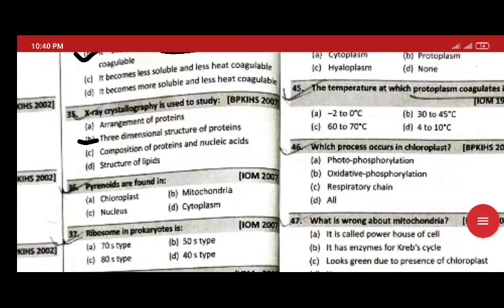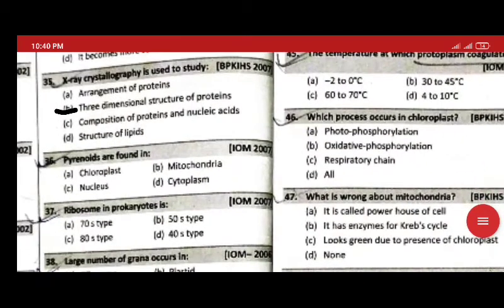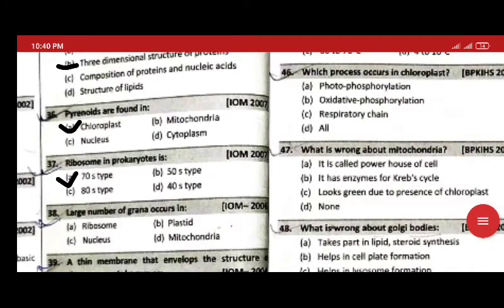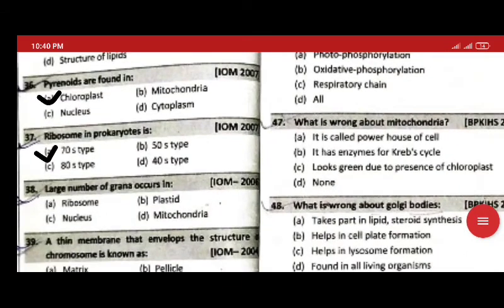Now 36, pyrenoids are found where? Pyrenoids are mainly found in the chloroplast. We will study in the algae chapter. Ribosomes in prokaryotes are what? 70S and 55. So 37 is A. Now 38, large number of grana occur. Grana only occur in plastid, chloroplast.